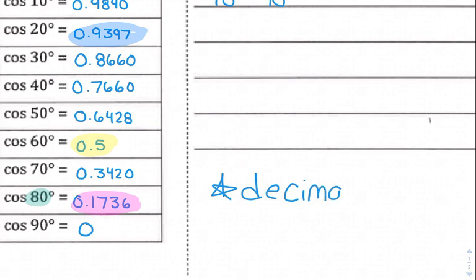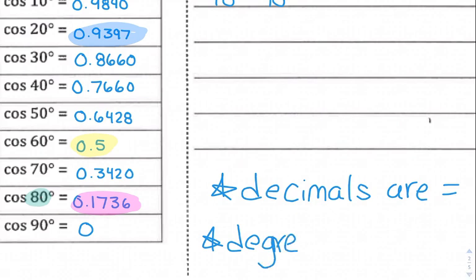So decimals are equal, degrees add up to 180. Or excuse me, 90.